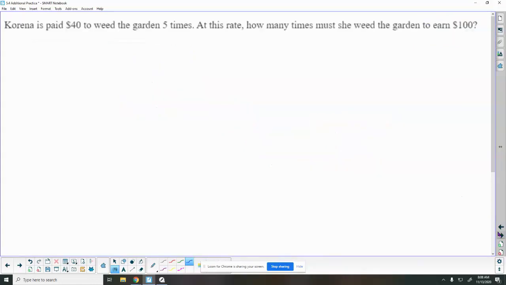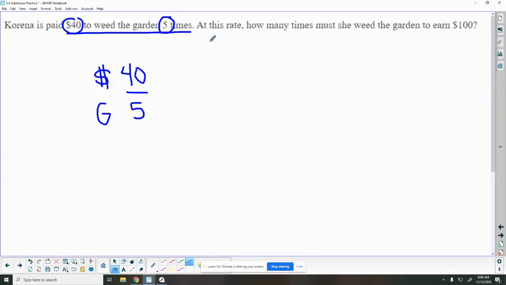Hey, number 5 says Karina is paid $40 to weed the garden 5 times. So I'm comparing money to gardening. So money and garden. So $40 for 5 times. At this same rate, I'm looking for how many times she has to garden to earn $100. So I want $100 now. How many times does she have to garden?